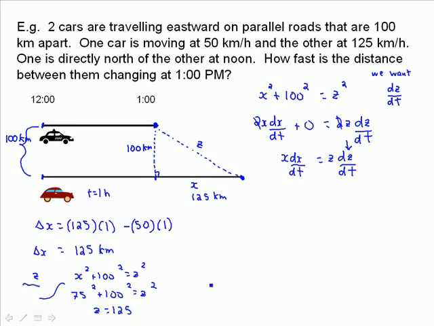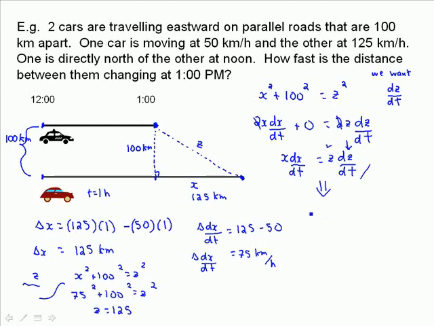So now that we have that, all that remains is dx dt, and that shouldn't be a huge problem either, because dx dt is the difference in speed. So dx dt would be the speed of the fast car, 125, minus the speed of the slow car, which is 50. So that's equal to 75 kilometers per hour. And all we've got to do now is replace everything into this equation and then solve for dz dt.